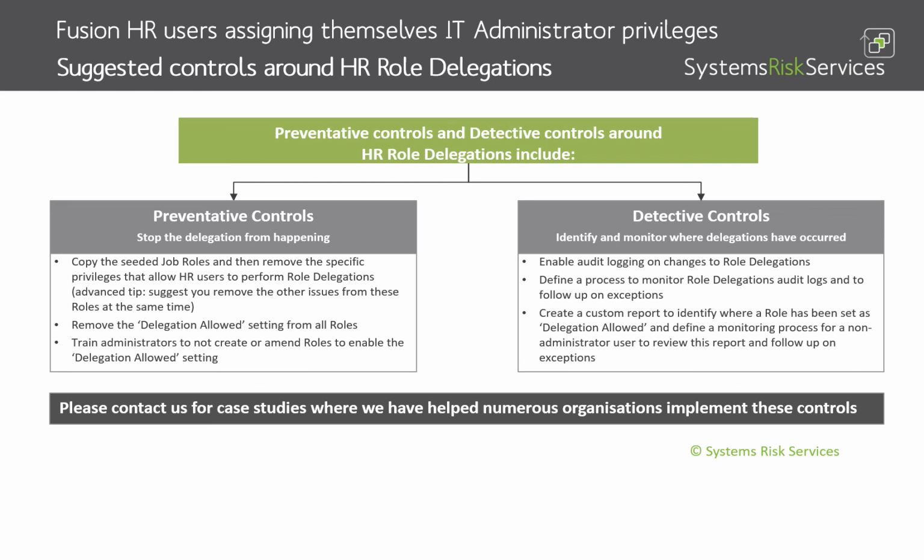And then the third one is around creating a report to identify where a role has been set as delegation allowed. Because, as we've talked about in the preventative control section, it is possible for any administrator to enable the delegation allowed setting, we help our clients to define a custom report and then to define a monitoring process for a non-administrator user to review this report and follow up on exceptions. Because there shouldn't be any occasions where any role needs to be delegatable.